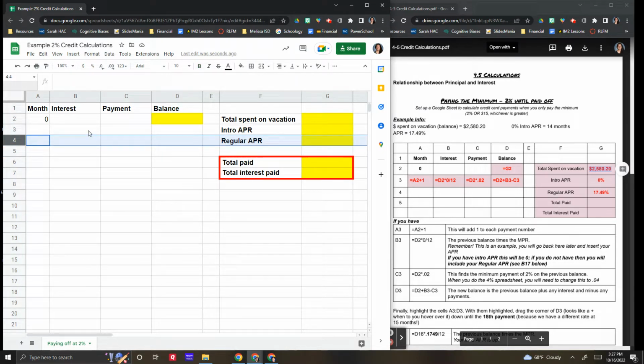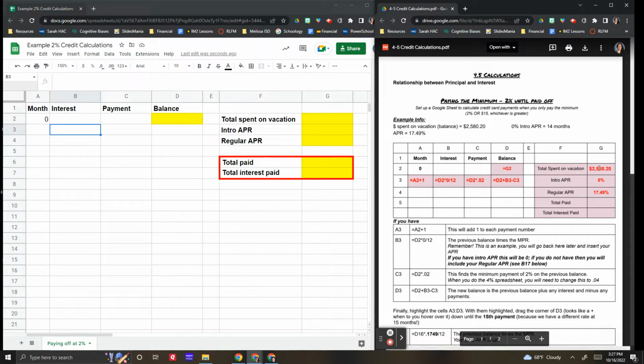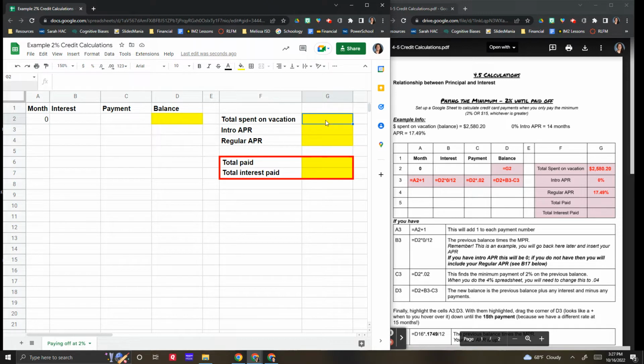When we talk about a cell, for example, this cell that's highlighted here, we reference it by the column and then the row. So this is cell B3. Over here, when we look at our notes, these are set to guide us along. For this example, in cell G2, I'm going to put the example for this vacation, which is $2,580.20, the cost of it.